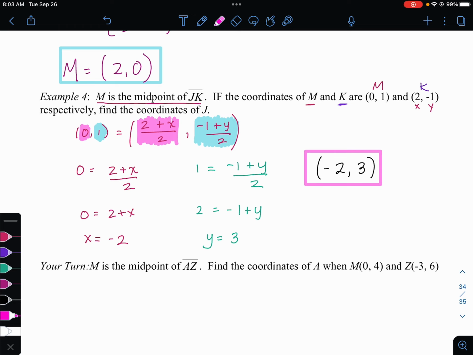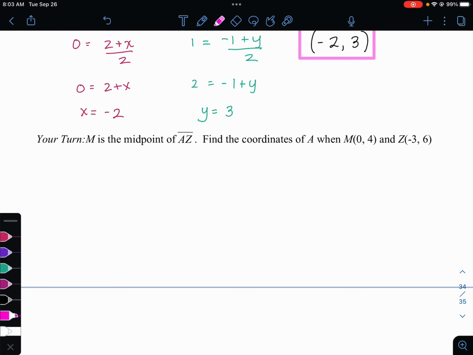All right, so last your turn to do, so give that a try, and then come back and check your work.